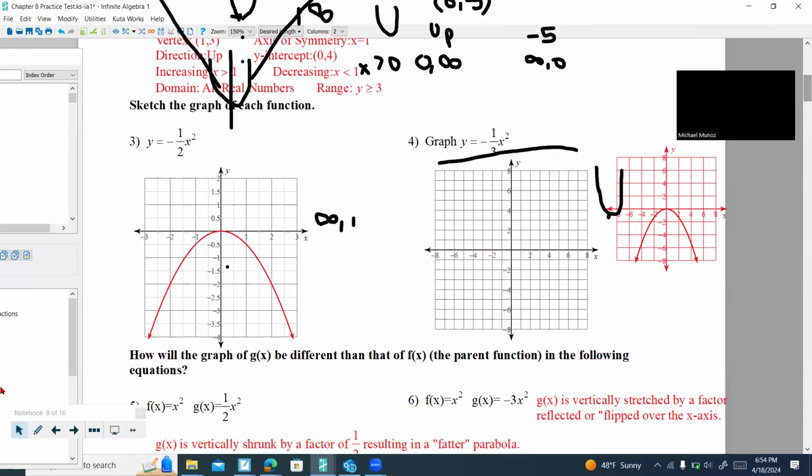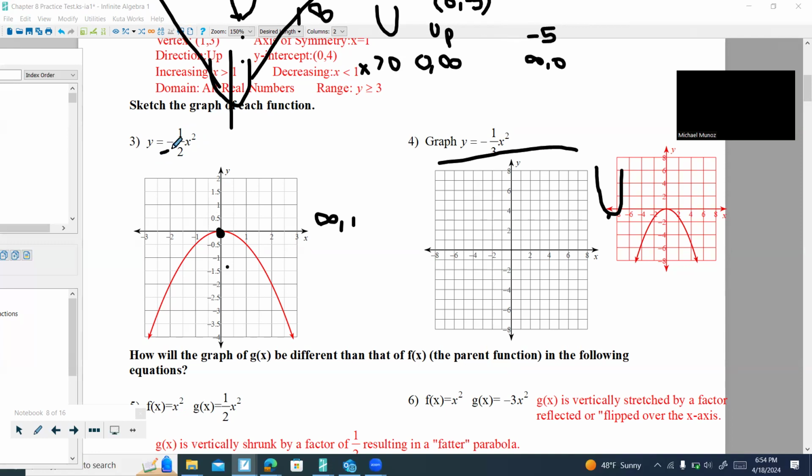When it says graph -1/2 x squared, there's a couple ways to go about it. You can start by plugging in 0. And if I plugged in 0, 0 squared is 0 times 1/2 is 0. So that means the origin's 0, 0. And then you can plug in other numbers.